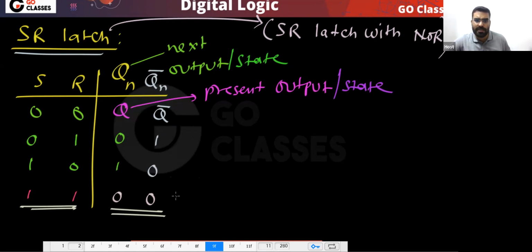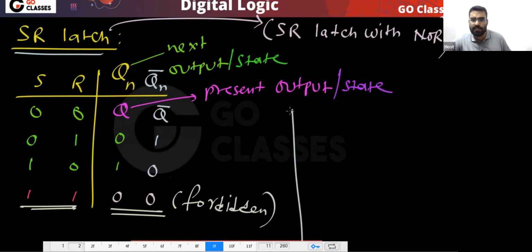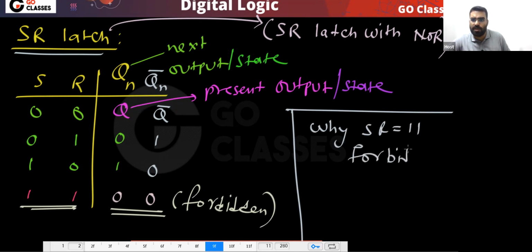So in this situation, this condition is forbidden. Remember, this condition is forbidden. Why is SR equal to 0 0 or 1 1 forbidden? What is the reason? The reason is not because of this, but because of what? This condition is forbidden because of what will happen after 1 1 if you apply 0 0. This transition will cause what?